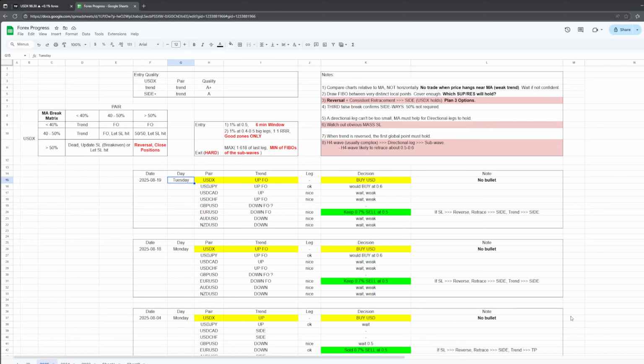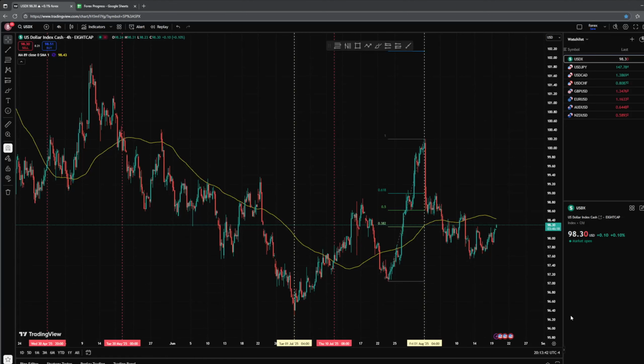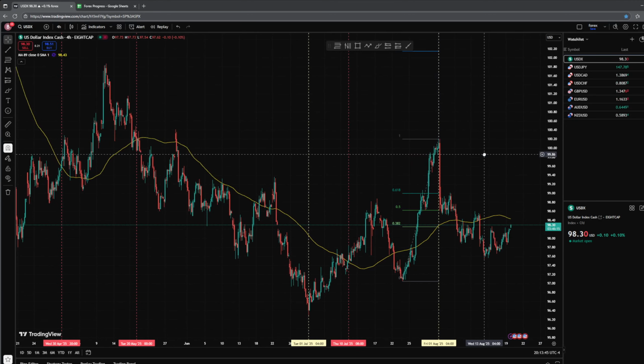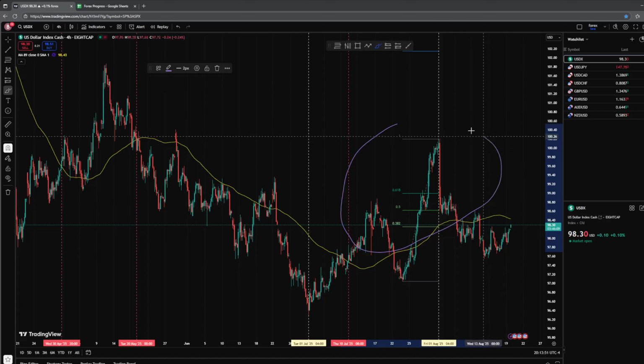Okay, as we know, let's start with the USD index chart. Here we have the majority of the market behaving above the yellow moving average line. That means the overall trend is up and USD is strong. We're going to look for opportunities to buy USD.